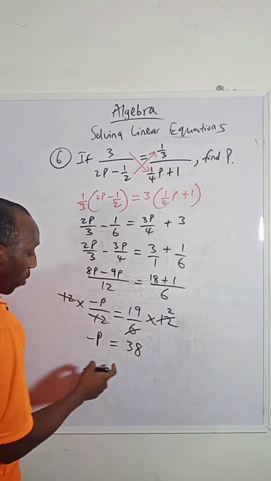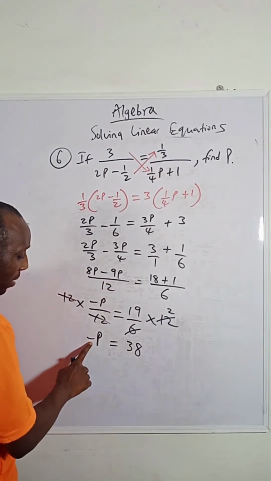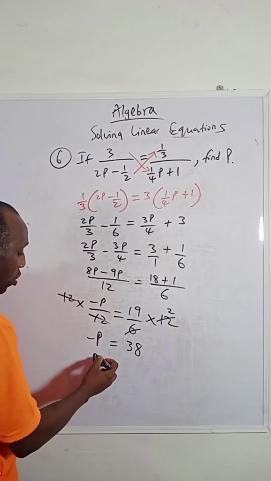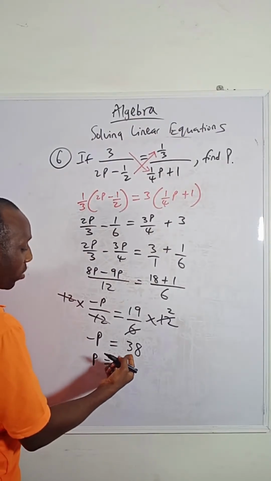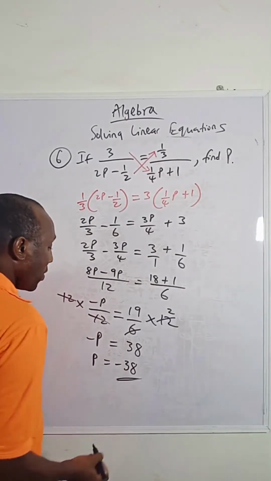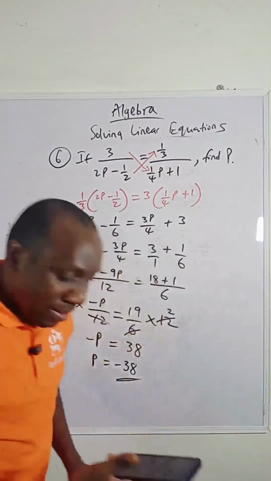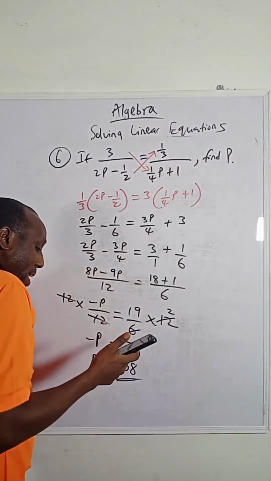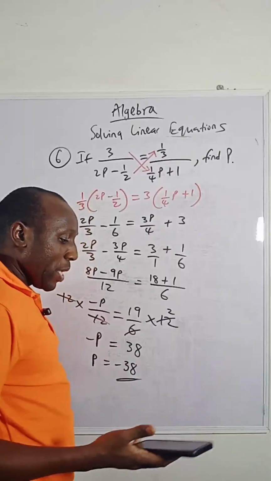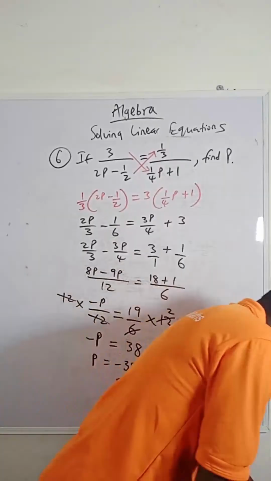38. But we're looking for p and not minus p. We multiply both sides by -1 to clear the negative sign from here. So p will be equal to what? -1 times 38, which is what? -38. So Kunwa, you are right. The answer is -38. Isn't that beautiful? Isn't that glorious?